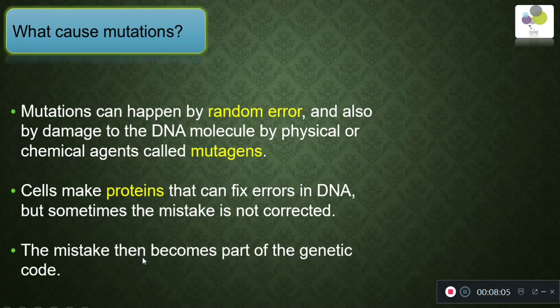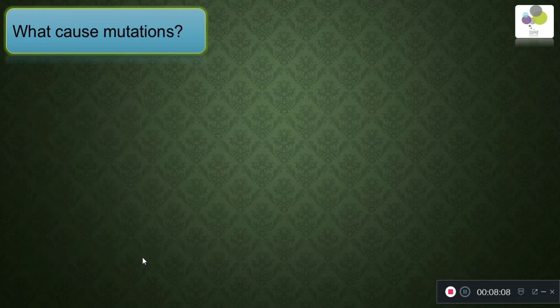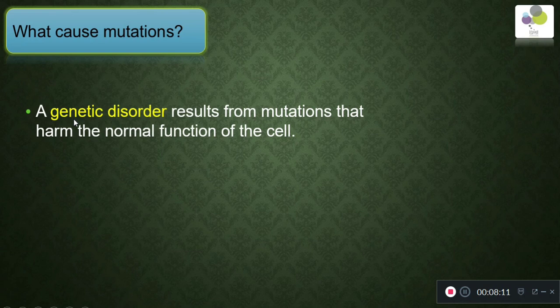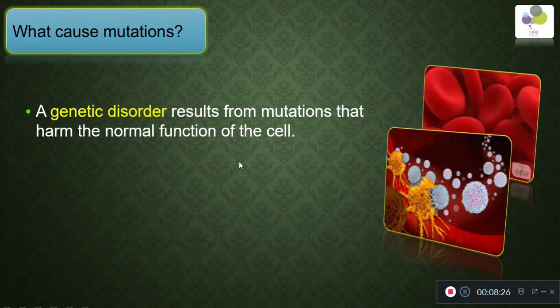This mistake, guys, if it is passed from the parents to the offspring, can cause something called a genetic disorder. So a genetic disorder results from a mutation that can harm the normal function of the cell. Okay, so the genetic disorder comes from the mutation. One more thing, guys, some mutations or diseases can pass from the parents to the offspring. We have a disease related to the blood, called sickle cell anemia, and another disease, which is also caused by mutation, which is cancer.